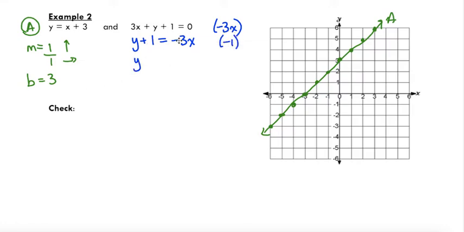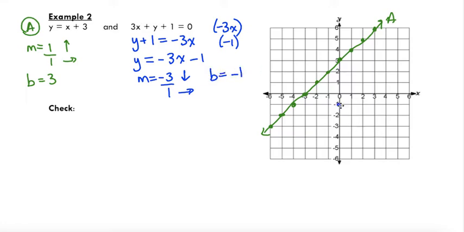So plus 1 take away 1 is 0, so I'm left with y is equal to negative 3x take away 1. So my slope is negative 3. I can turn this into a fraction by putting it over 1. So this means that I go down and then to the right. And then my y-intercept is at negative 1.